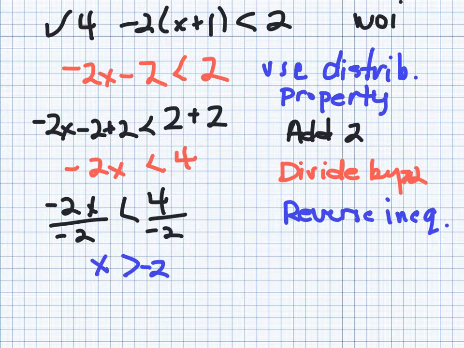Then we're going to divide by negative 2, and that will leave us with negative 2x over negative 2 is less than 4 over negative 2, and then we reverse our inequality and solve. We have x is greater than negative 2.